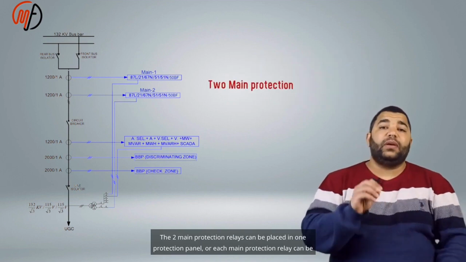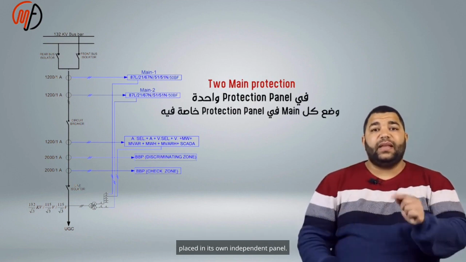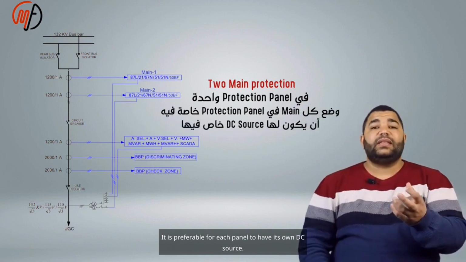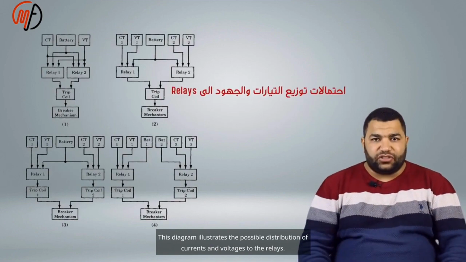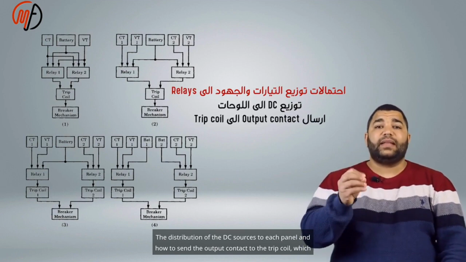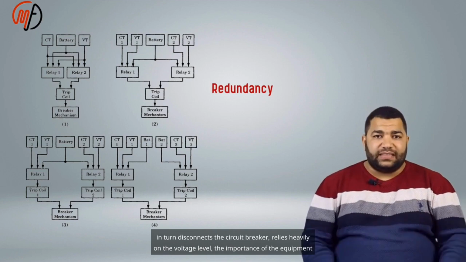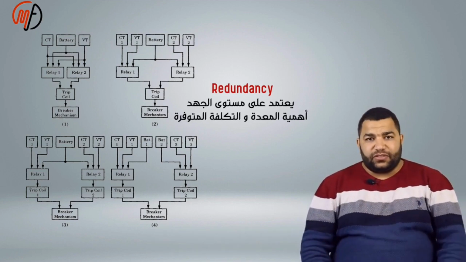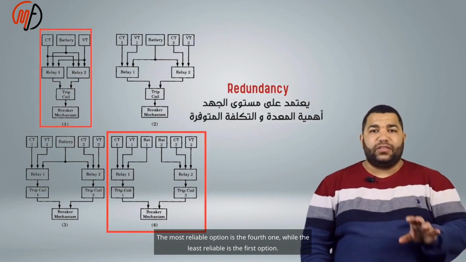The two main protection relays can be placed in one protection panel, or each main protection relay can be placed in its own independent panel. It is preferable for each panel to have its own DC source. This diagram illustrates the possible distribution of currents and voltages to the relays, the distribution of the DC sources to each panel, and how to send the output contact to the trip coil, which in turn disconnects the circuit breaker. The choice relies heavily on the voltage level, the importance of the equipment, and the available cost. The most reliable option is the fourth one, while the least reliable is the first option.